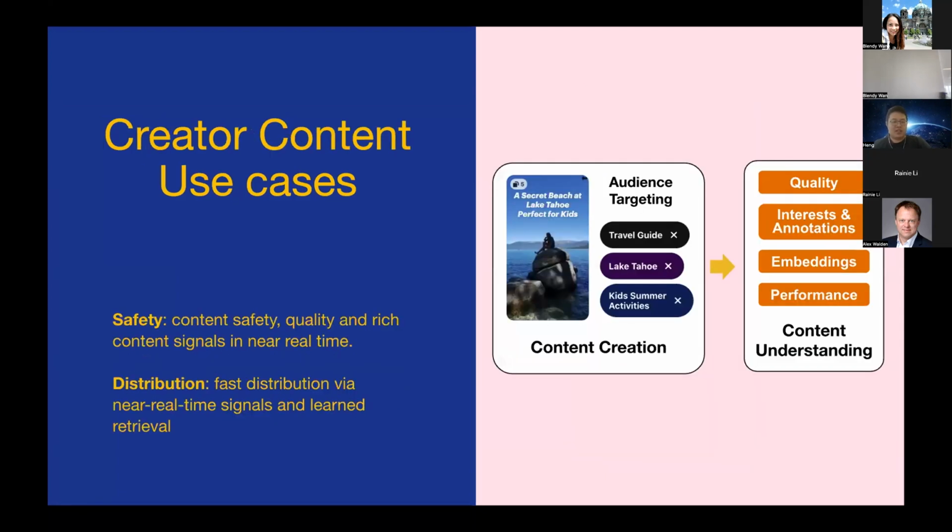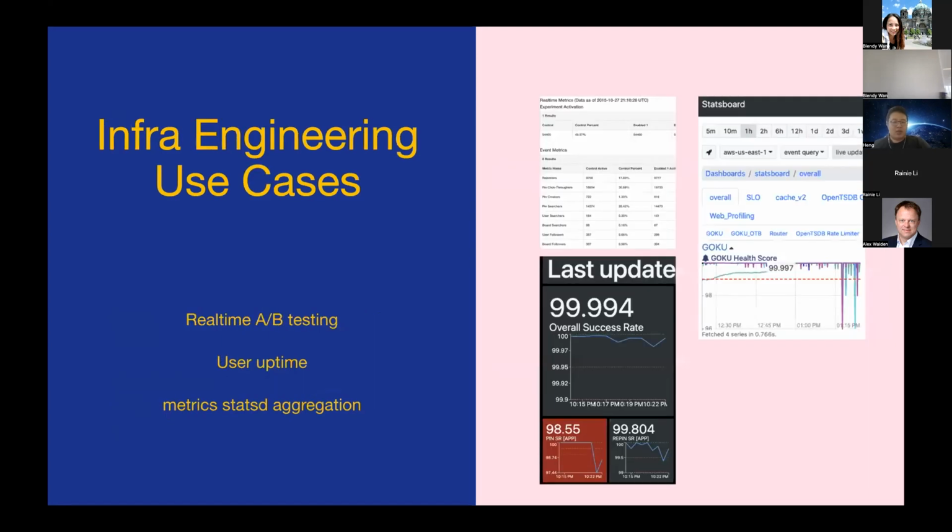Another use case is the creator content use case. When creators upload pins or videos to our platform, we are building a lot of Flink applications to do content understanding. We try to extract signals from this content, and this helps many downstream applications like trust and safety, search, and recommendation. The last but not least, we also have a lot of infrastructure related use cases.